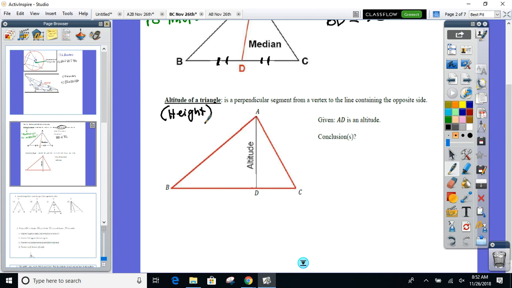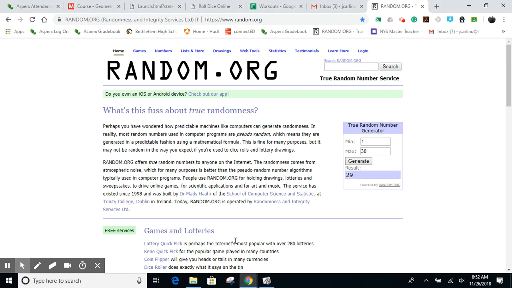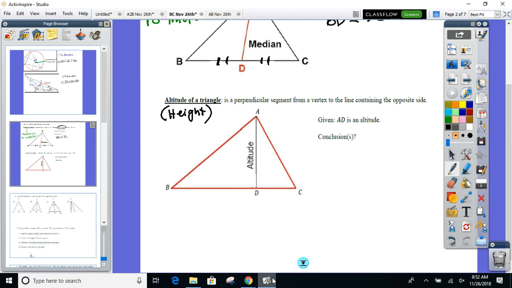What could I add to my diagram or make a conclusion now if it starts from the vertex and is perpendicular to the opposite side? It doesn't go to the midpoint, but it's perpendicular to the opposite side. Either tell me a conclusion or tell me what markings I can put up here. What can I put up here? Yep, specifically name an angle that would be a right angle. ADB, and I could also do it on the other side, ADC. So I can say angle ADB and angle ADC are right angles.